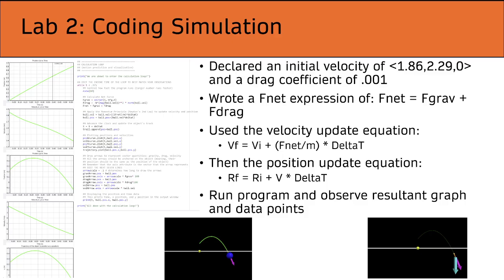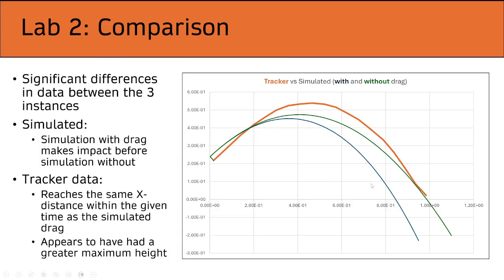Then I just ran the program and observed the resultant graphs and data points. And if you pay attention to the code, I did have to exaggerate a couple of these arrows just to show that they were actually being generated and weren't getting hidden by the ball. Anyway, so the resulting graph is significantly different between all three.